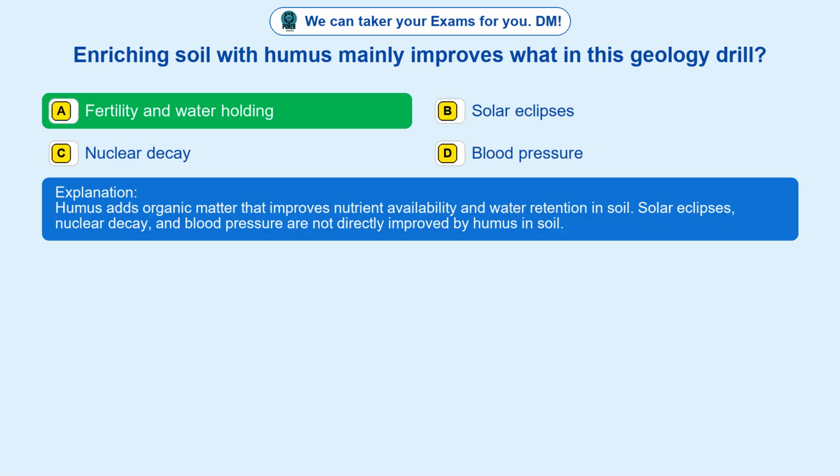Humus adds organic matter that improves nutrient availability and water retention in soil. Solar eclipses, nuclear decay, and blood pressure are not directly improved by humus in soil.